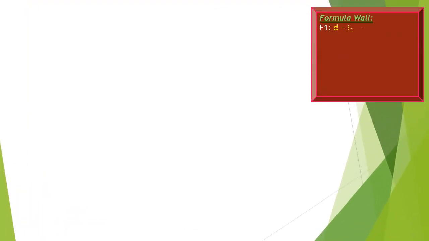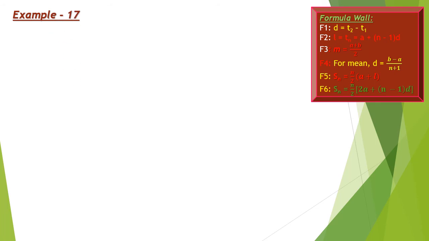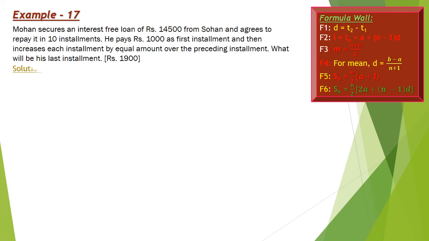Example 17. The question looks difficult. Let's quickly move to the question. You can see one secure and interest-free loan. It is a loan, it must be paid in installments. So one agrees to repay in 10 installments. We have the number of installments right here, but in the previous question we had to find the number of installments. He pays rupees 100 as the first installment, then increases each installment by an equal amount over the preceding installment. What will be his last installment? We have to find the value of l.